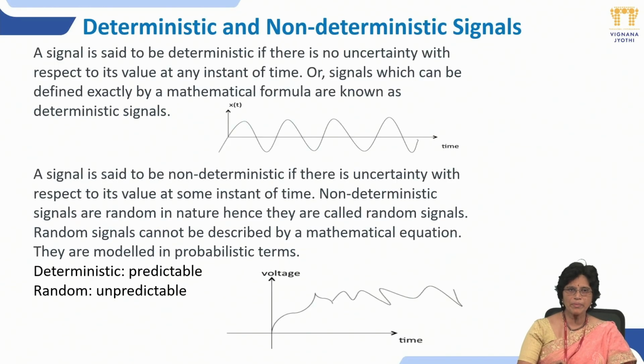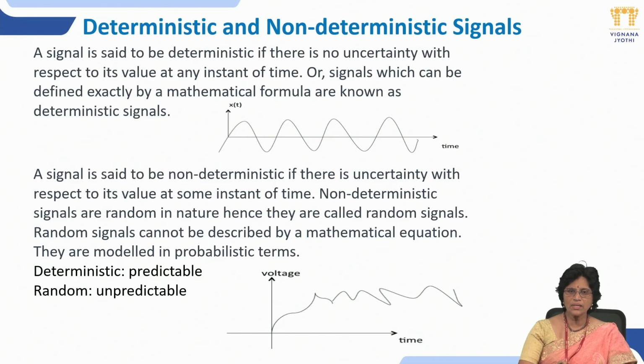Coming to the next type of signals: deterministic and non-deterministic signals. A deterministic signal can be expressed in the form of a mathematical formula. For example, x of t equal to sin t: if you substitute different values of t, it is not changing today or tomorrow or whatever it may be. Such signals we call deterministic signals, whereas non-deterministic signals, sometimes called random signals, we can't describe in terms of a mathematical equation. They are modeled in probabilistic terms.